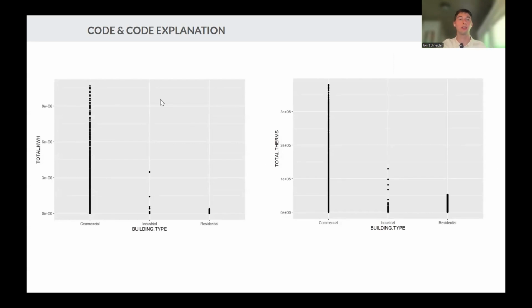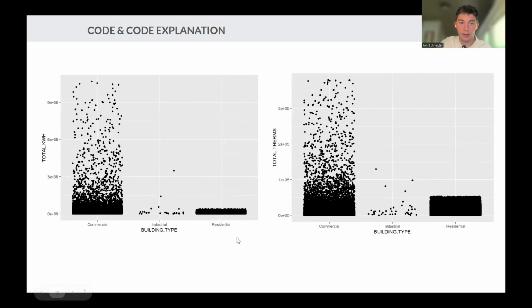As you can see, the data points are a lot more tightly grouped, and there's not quite such a disparity between the energy usage. And as we'll see in the graphs later, that's not necessarily an issue. That's part of what differentiates these building types, the amount of energy that they use. But it made the data a lot more friendly to view.